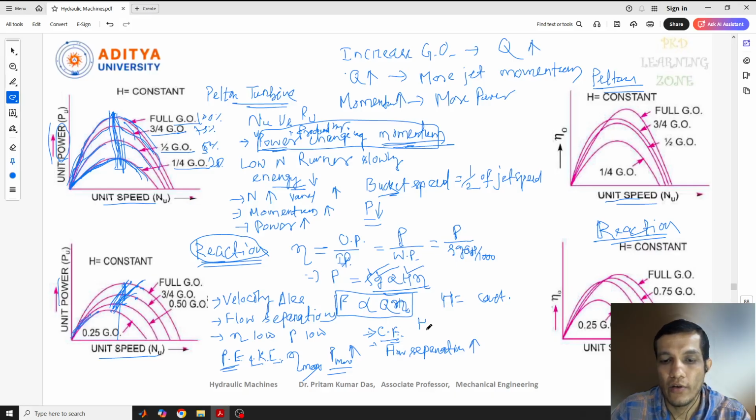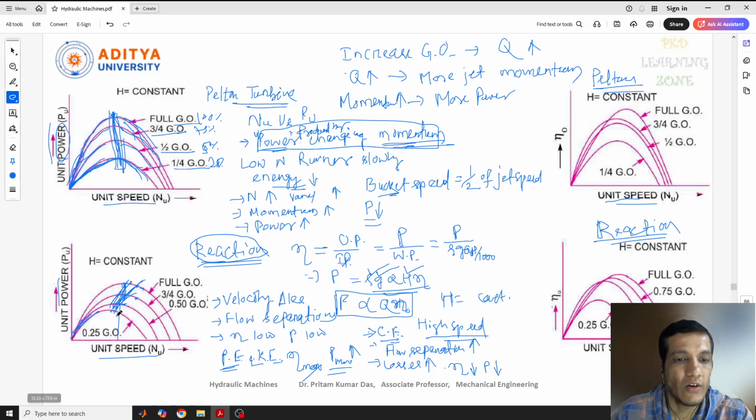This is for high speed. Similarly, losses will also be more here. Losses will also increase. If losses increase, your efficiency starts decreasing. Efficiency decreases, and power also decreases.